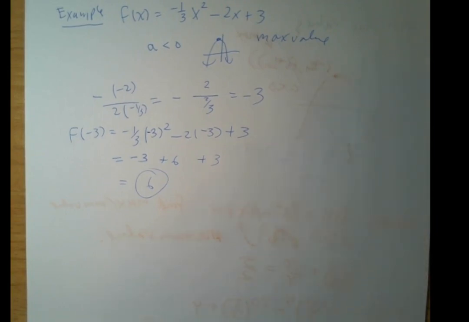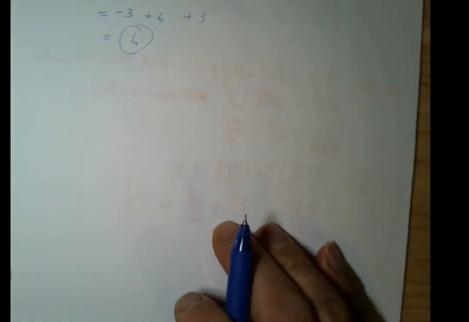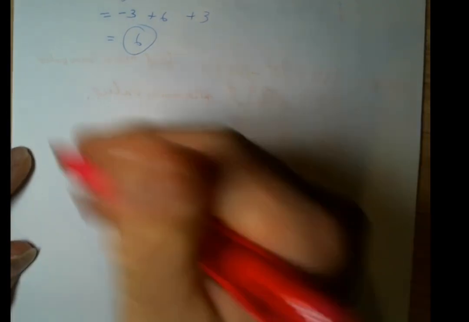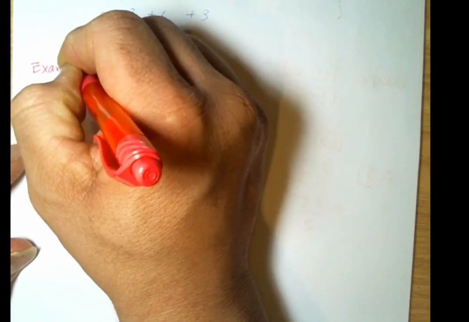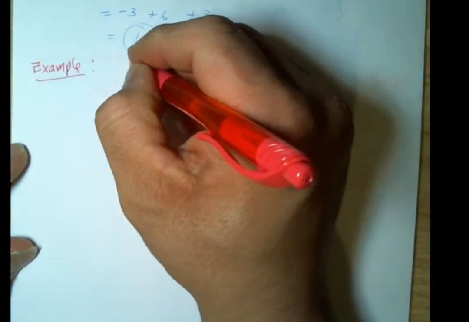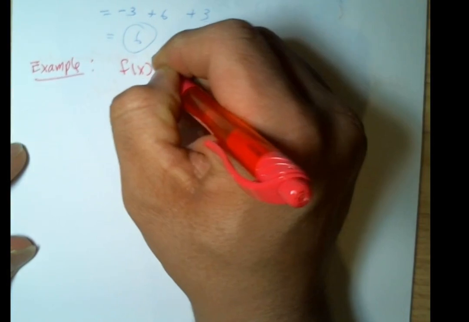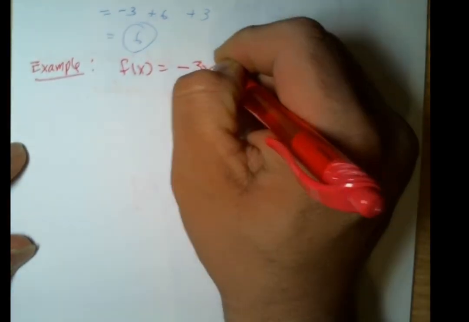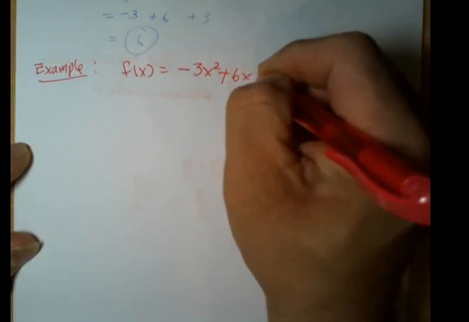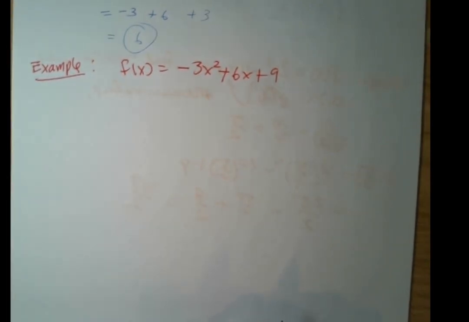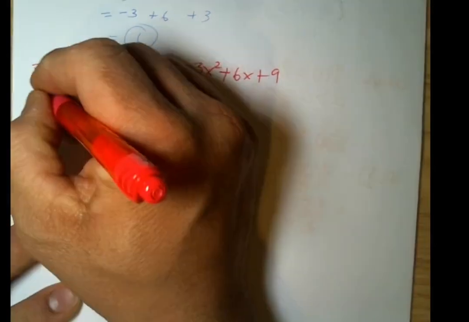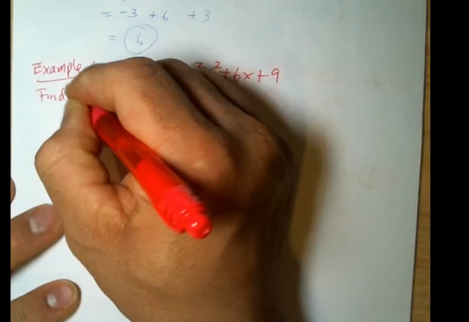Okay. All right, so moving on to our last example. Here we're going to look at finding the domain and range. So for this example, we have f of x equals negative 3x squared plus 6x plus 9. Okay, and I want to find the domain and range.